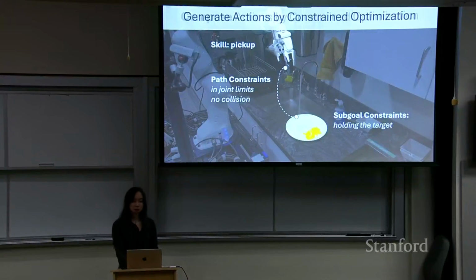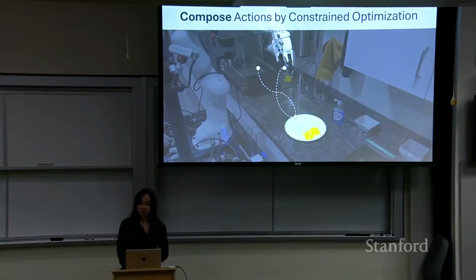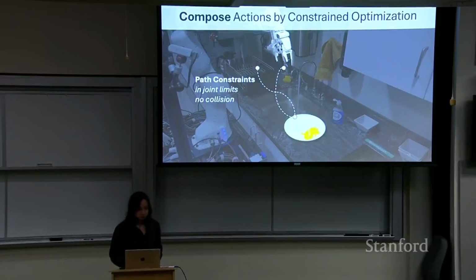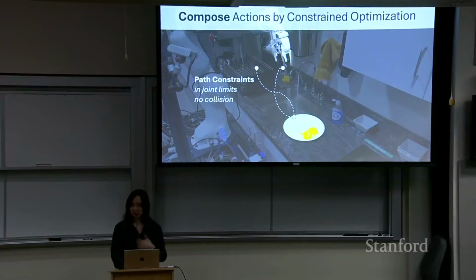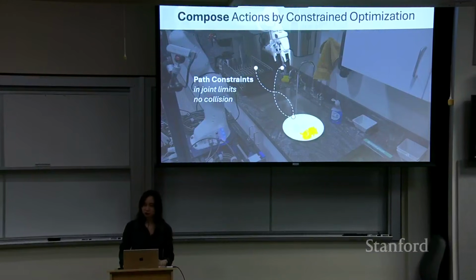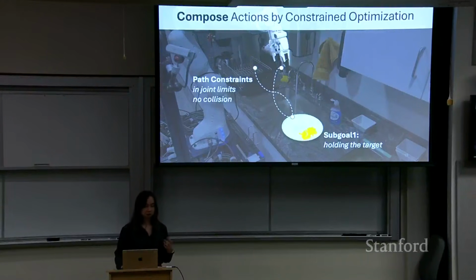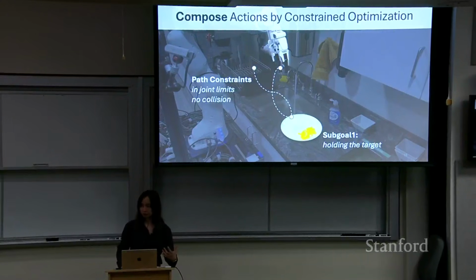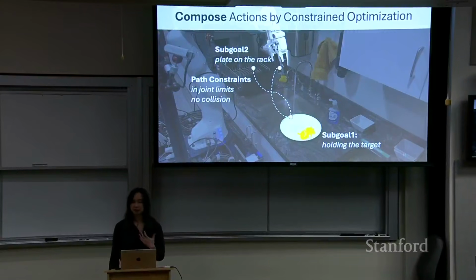So, for example, if you want to pick up the plate and then place it onto the rack, again you have the same set of path constraints. You want to stay within joint limits. You want to avoid collision. And you have the first sub-goal, which is that you want to be holding the target. And then second, you want to have the plate on the rack.